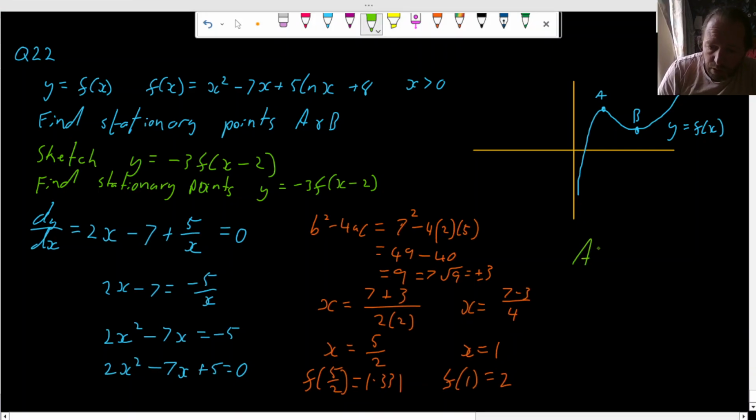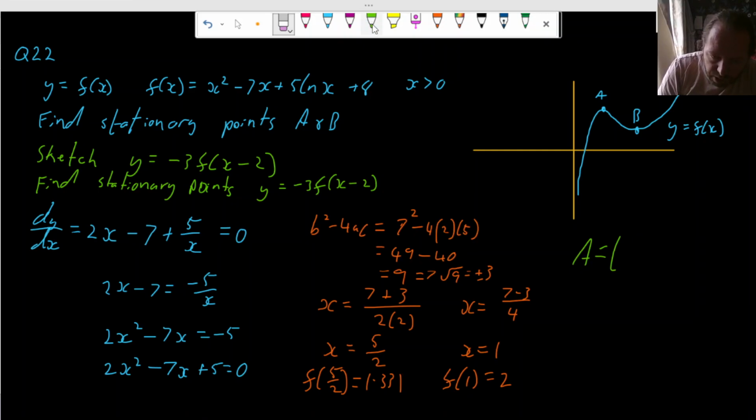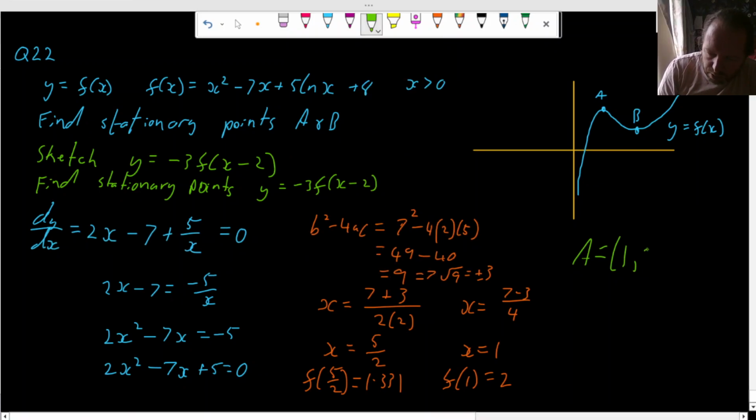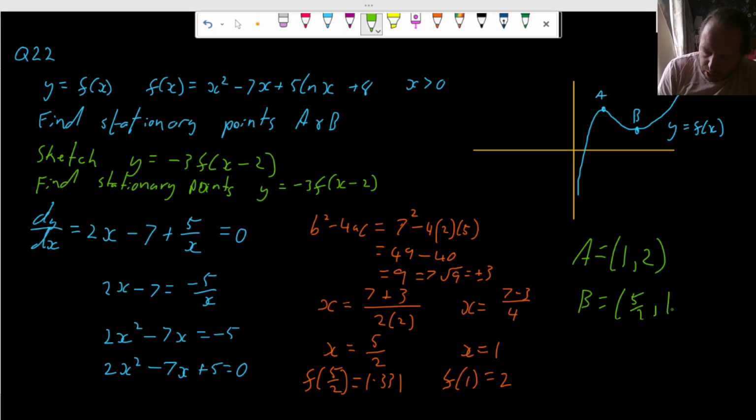So A equals an x of 5 over 2. No, that can't be A, that one must be B. So we'll do A as 1, because it's obviously first in the list there, going up there, 1, 2. And we will do B as being 5 over 2, or 2.5, and 1.331. Right then, next part.